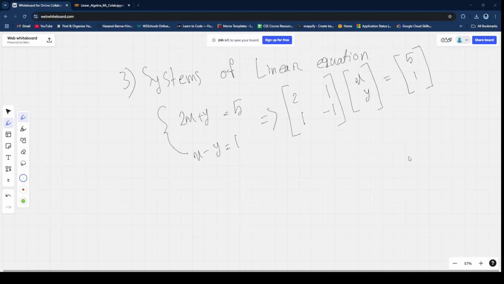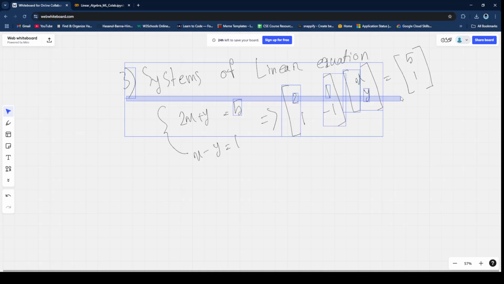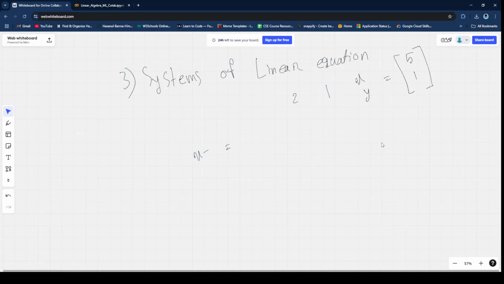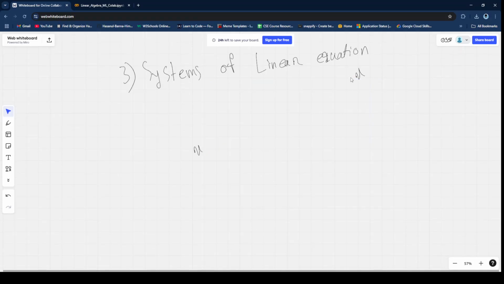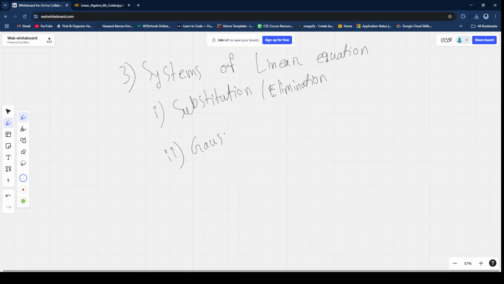Now it has various solving methods. Let's remove this at first. There are a few solving methods, like the substitution or the elimination method. Then we have the Gaussian elimination, and finally we can solve this with our matrix inversion.